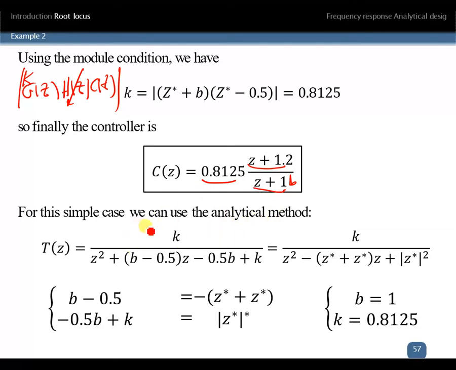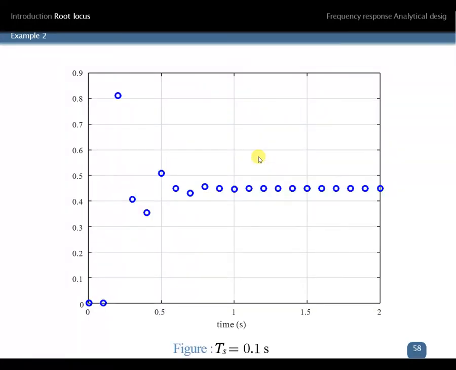Another method, you can use the analytical method to find B and K, and if you see, the B and K in the analytical method become exactly the same as the B and K in the root locus system. Here they draw the system in discrete time, and it starts to become stable.